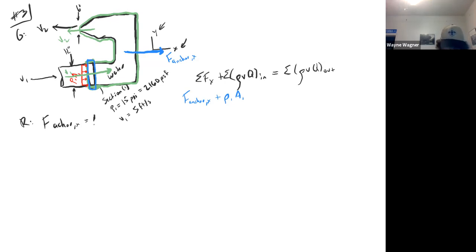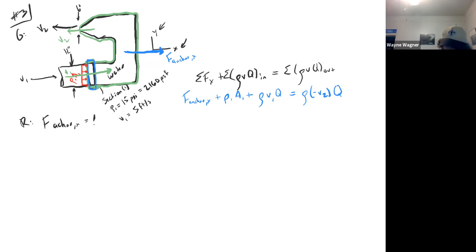So then what else do we have? We've got a momentum flux in, which is going to be rho V1, which is positive, times Q. That's pretty straightforward. Equals, well, we've got an out, which is going to be rho V2. V2 is negative, so it's going to be negative V2, times Q. Okay, and that's it. So that's how we're going to solve this. We're just going to plug in for all of that.